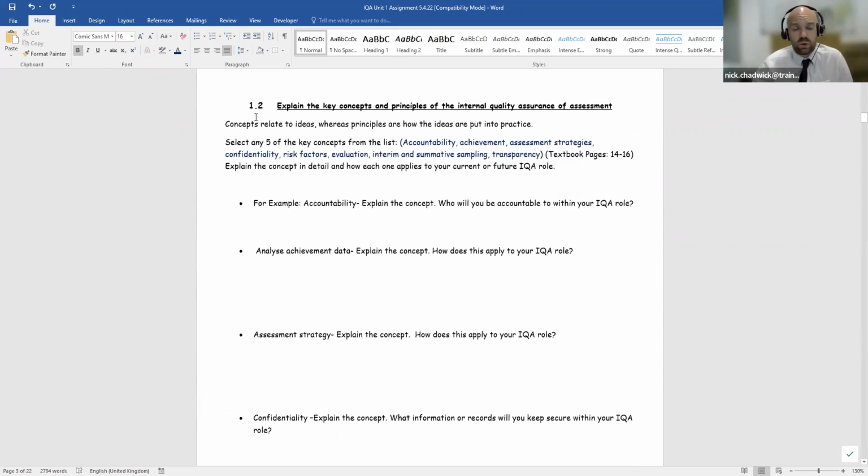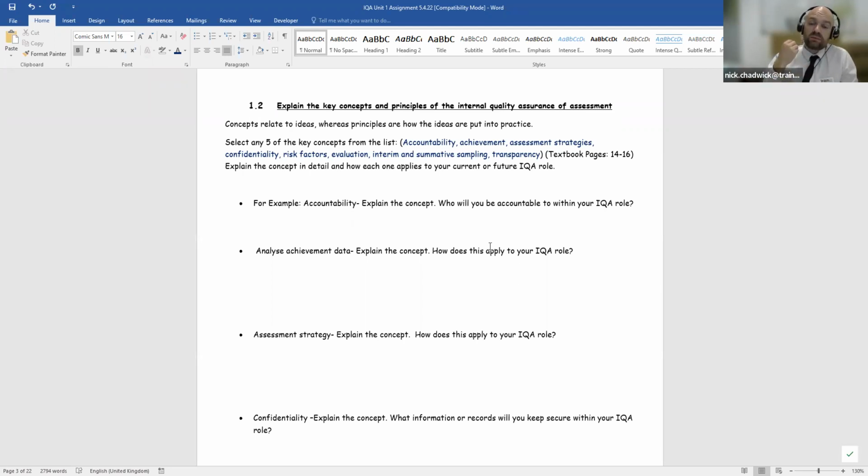We're moving on to criteria 1.2 now. Explain the key concepts and principles of the internal quality assurance of assessment. So now we are going to move on to concepts, and also principles of an IQA. My advice here is to have a look at textbook pages 14 to 16, where we're going to learn a little bit more about concepts. So just on page 14, concepts relate to ideas, whereas principles are how the ideas are put into practice.